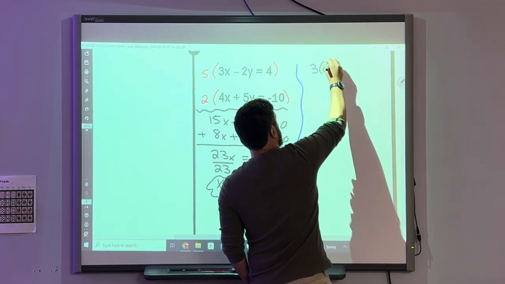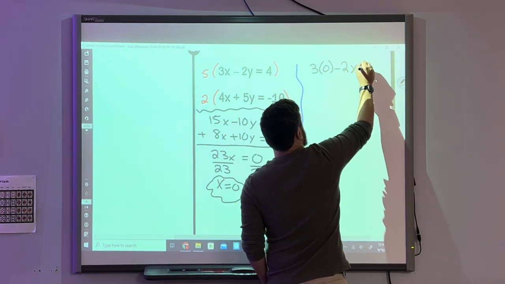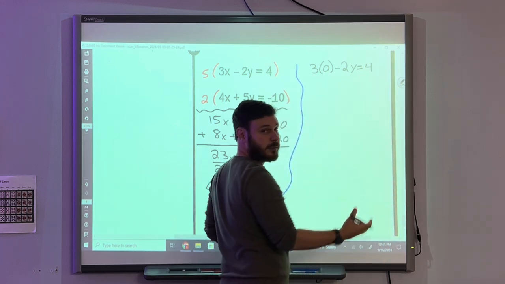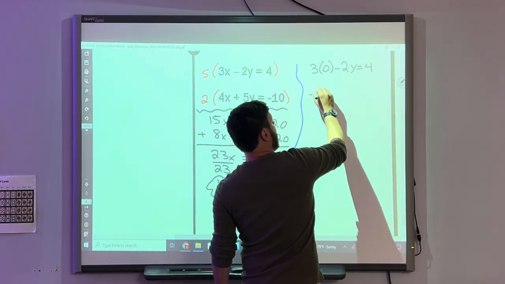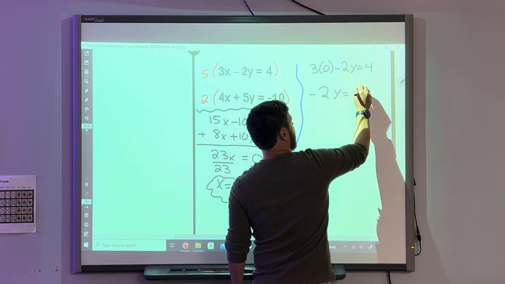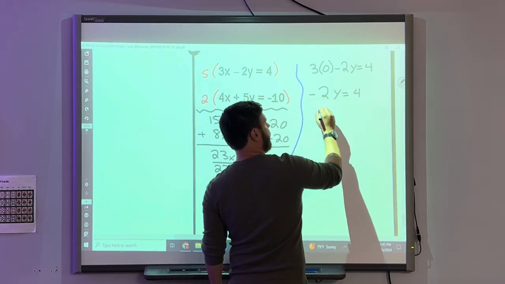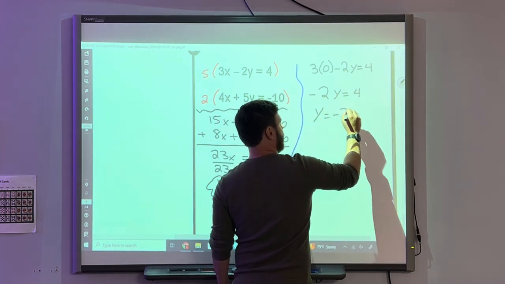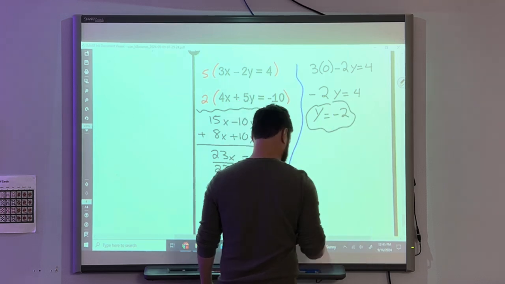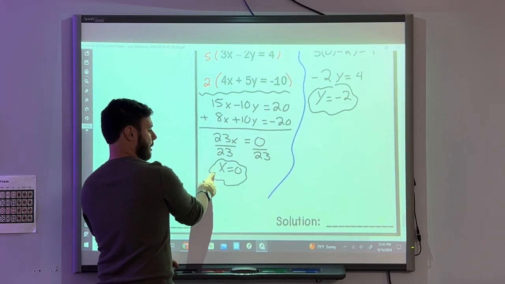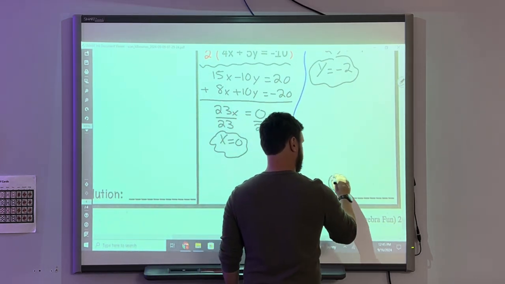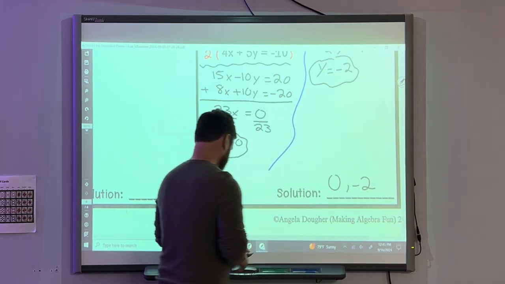3 times 0 minus 2y equals 4. Alright, well anything times 0 is 0. So negative 2y equals 4. Let's divide by the negative 2. Y equals negative 2. So our solution here is 0, negative 2.